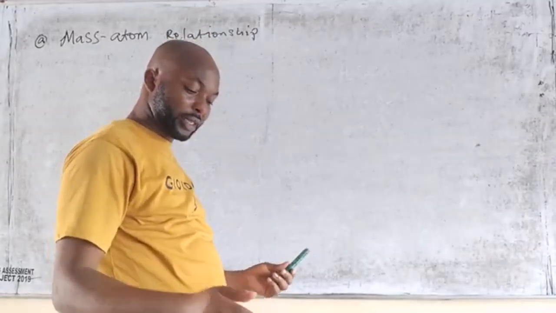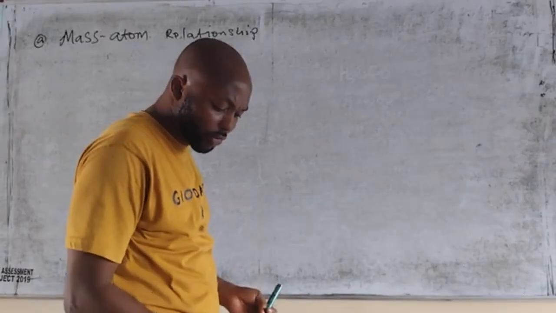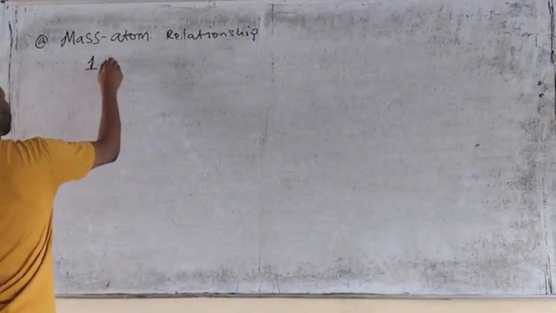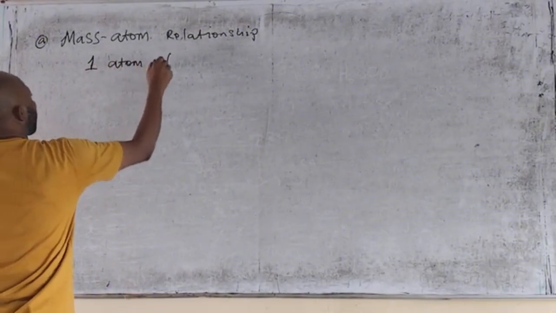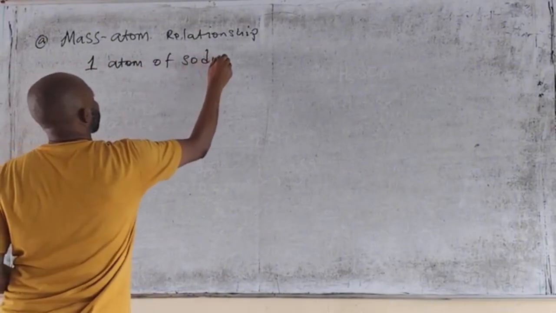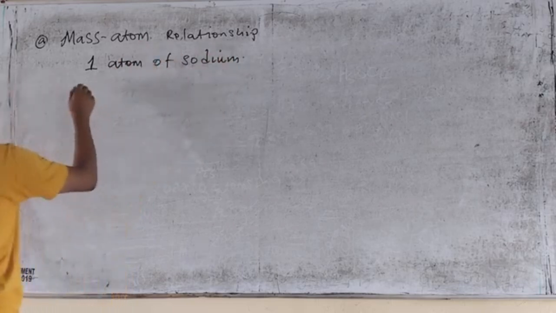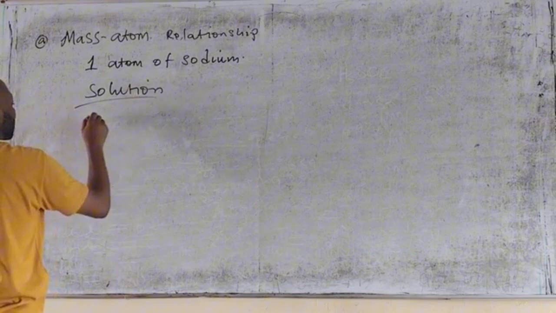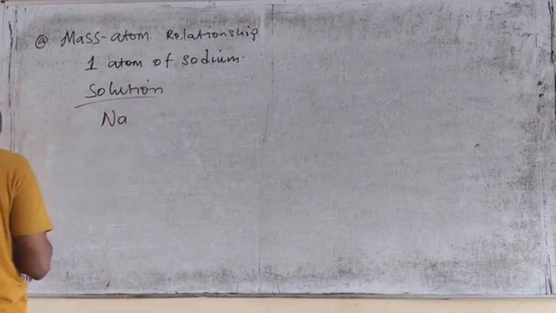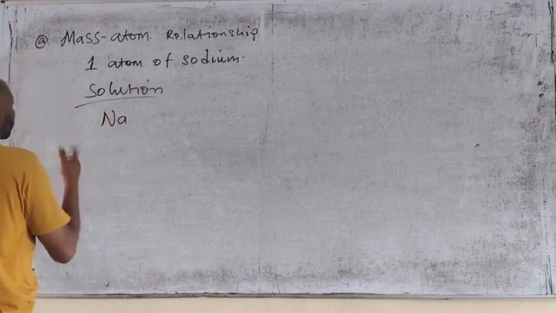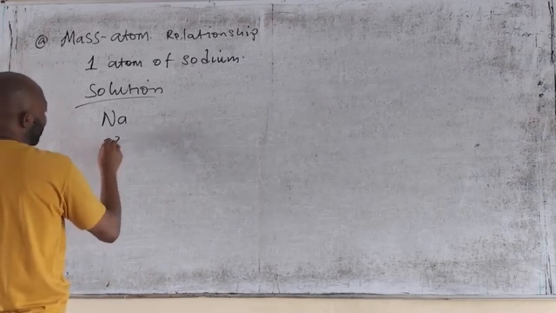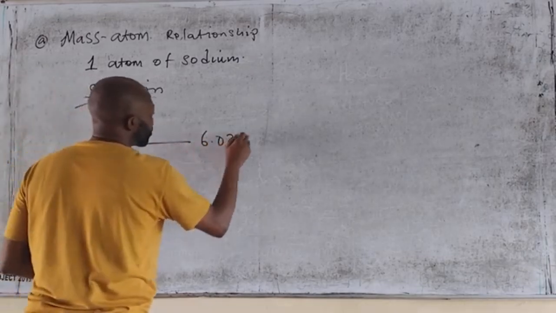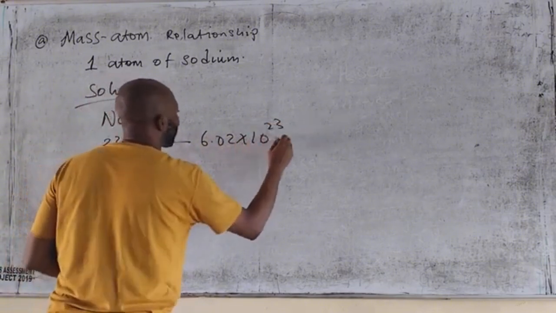Calculate the masses in grams of 1 atom of sodium. We're in mass-atom relationship, solution. So this is my sodium. How many grams of sodium do we have? We have 23 grams of sodium. It's equivalent to 6.02 times 10 raised to 23 atoms.